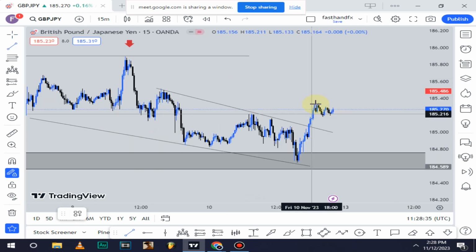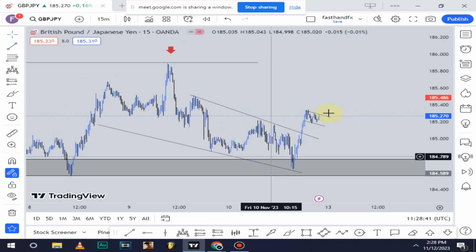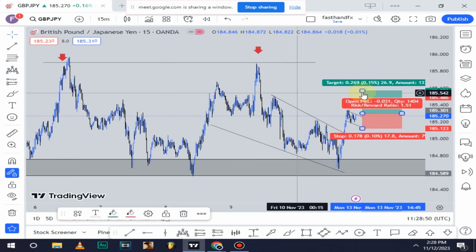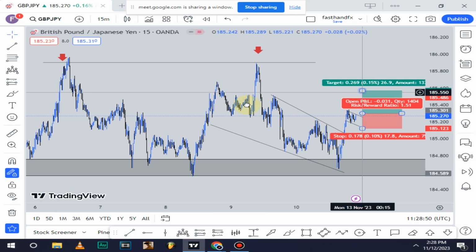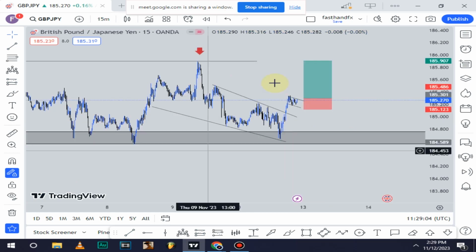So if this market finishes this correction and breaks, boom, the top is below this zone right here, and then we tap back to the high. That is it. So we only have two ways to sell. Now the 15 is telling us otherwise. We should be buying. That is it. That is GBP JPY.